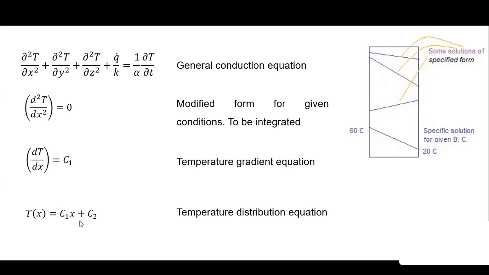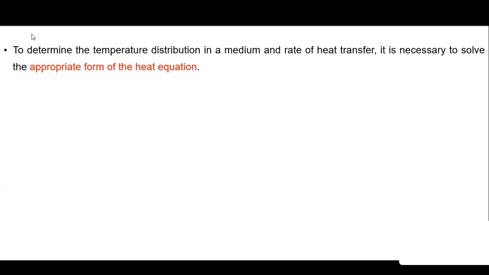So the first task is to write down the mathematical expression for the boundary conditions, and that's why we are expected to write down the boundary conditions and use them in the process of finding the solution. So let us have some more idea about this. To determine the temperature distribution in the medium and the rate of heat transfer, it is necessary to solve the appropriate form of the heat equation. I already explained this in the last slide.